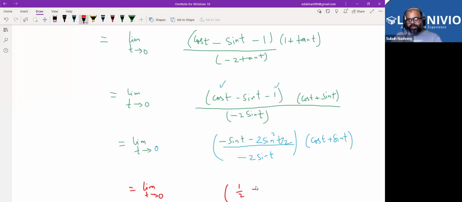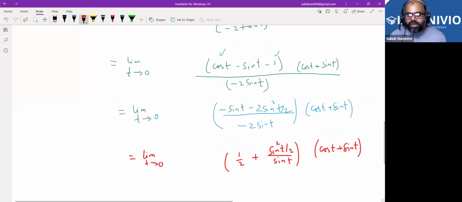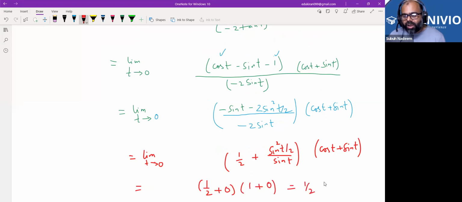And this will be plus sin square t by 2 by sin t separately into cos t plus sin t, like this. Now sin square t by 2 is there and in the denominator only sin t is there. So it will be 0. Reason being that one sin t by 2 by t by 2 will be 1 and another sin t by 2 will be 0. So final answer is half plus 0. Cos 0 is 1, sin 0 is 0. So this value is half, which is your answer.